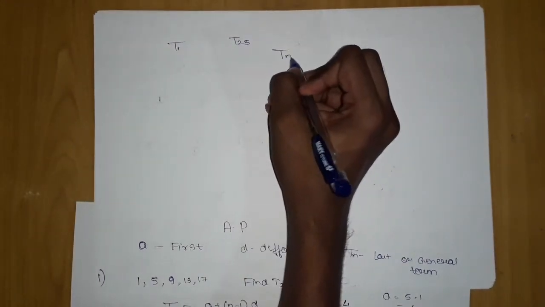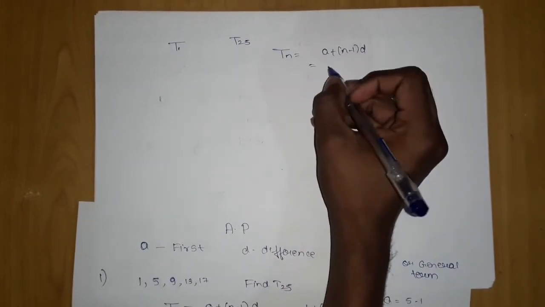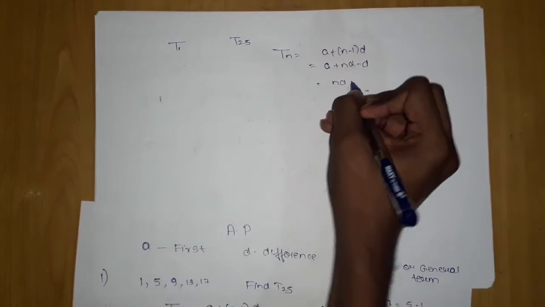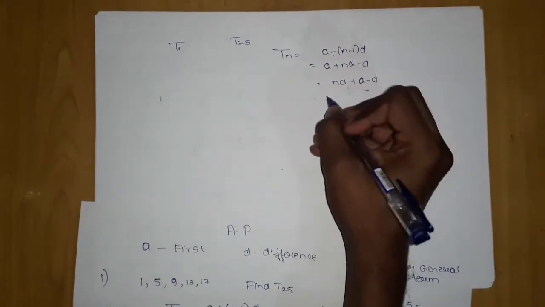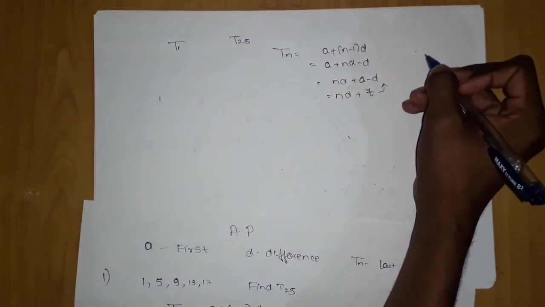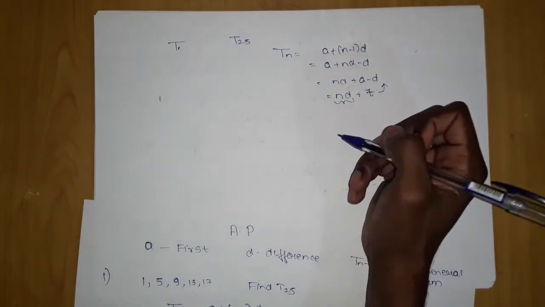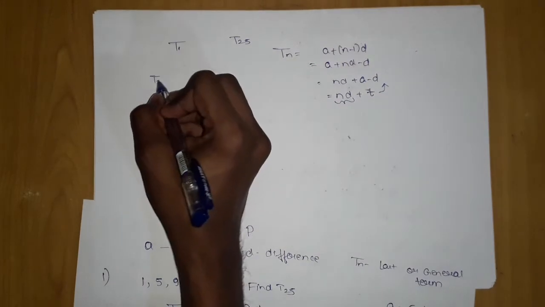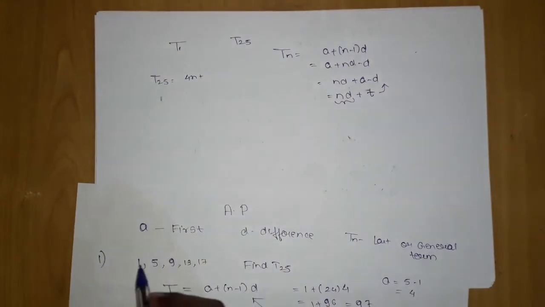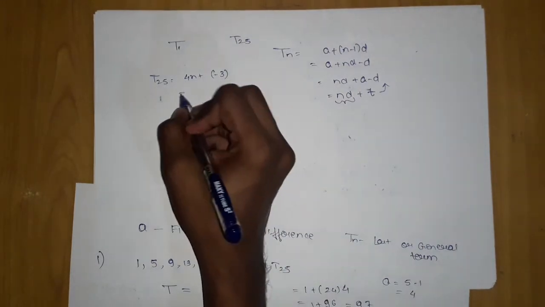What is the Tn formula? a plus bracket n minus 1 into d, which is a plus nd minus d. Now nd plus a minus d, just write this as n into d plus (a minus d). Remember this: you have to find d and subtract it from the first term, and write the difference with n. Your job is done. Now let's find T25 using this. We calculated 4 into n plus 1 minus 4, which is minus 3. So 1 minus 4 is minus 3, so 4n minus 3.